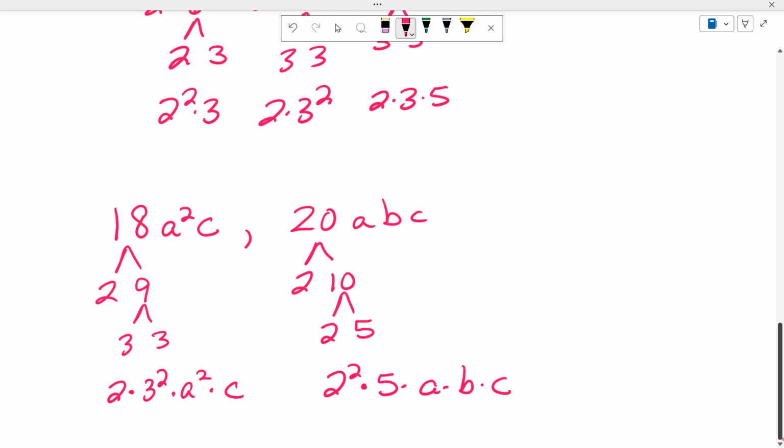Does 2 appear in both of them? Yes. Does 3 appear in both of them? No. Does 5 appear in both of them? No. Does A appear in both? Does B appear in both? Does C appear in both? No. Yes. What's the lowest power 2 appears to? 1. What's the lowest power A appears to? 2. What's the lowest power C appears to? 1. So it's 2AC is the answer.